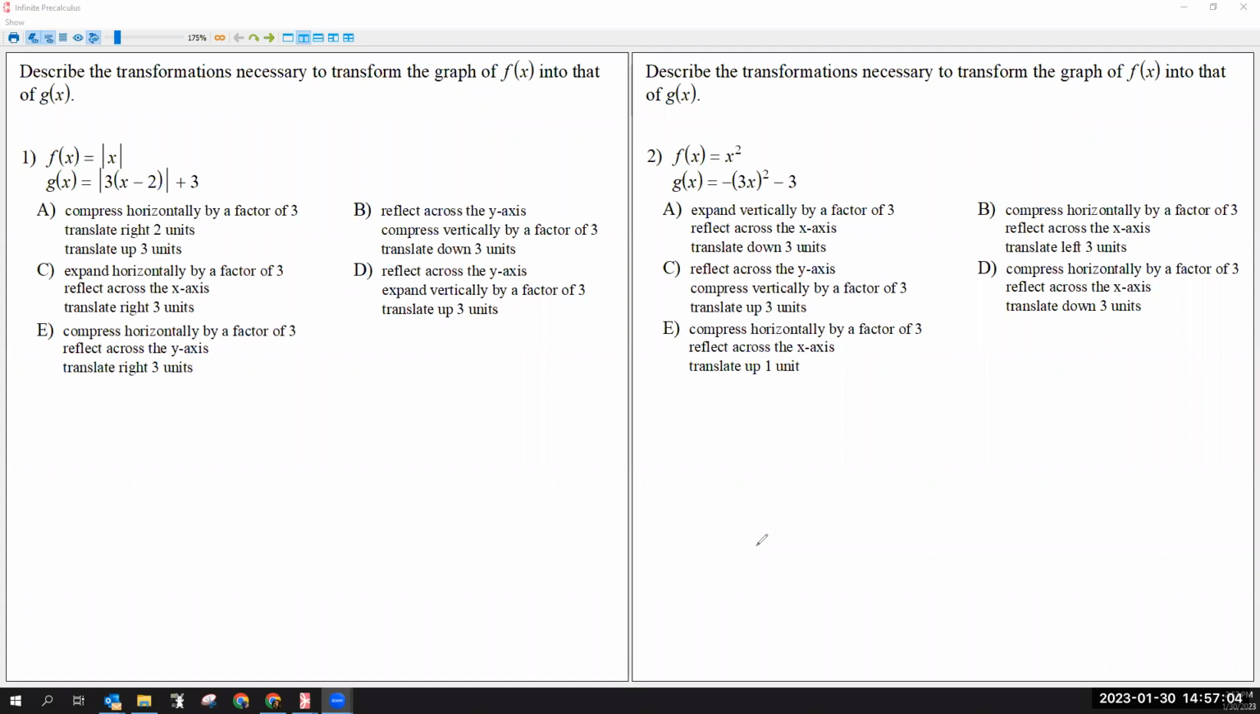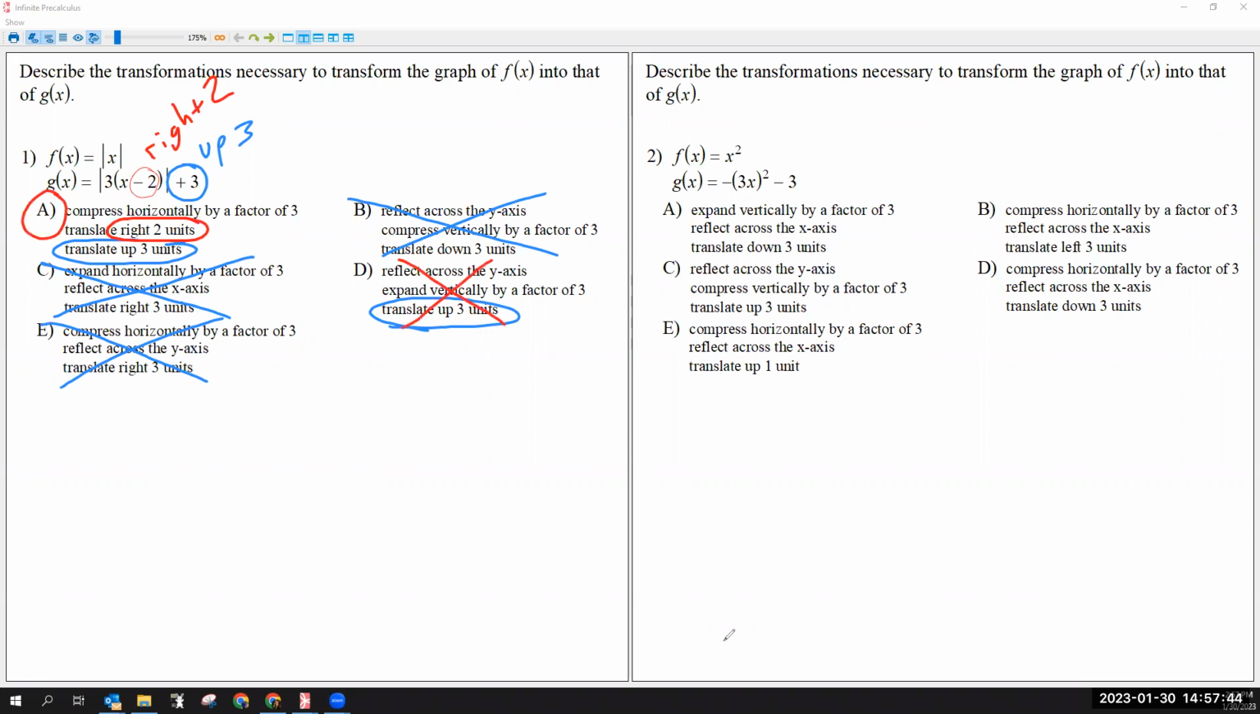All right, so transformations. I'm going to use the fact that it's multiple choice to help me. Let's see what we got. +3. Now, +3 on the outside means up 3. So I'm looking for up 3. There's an up 3, there's an up 3. So that means it can't be that one, or that one. Okay. What else do I see? I see a -2 right there. That's inside, so that means right 2. Right 2. Yeah, so by itself, I'm able to pick A.